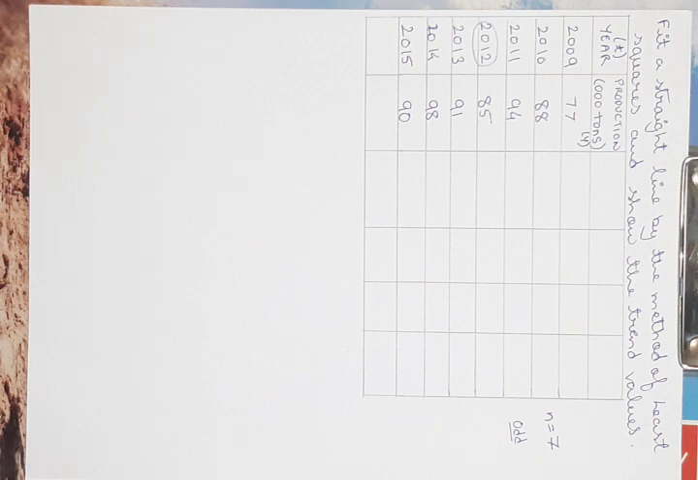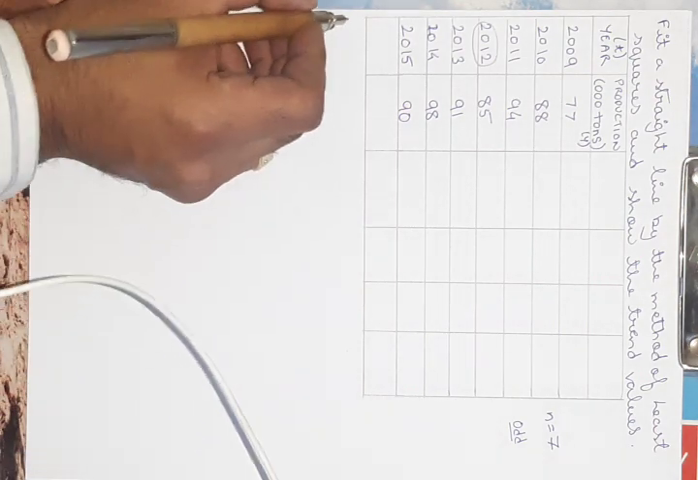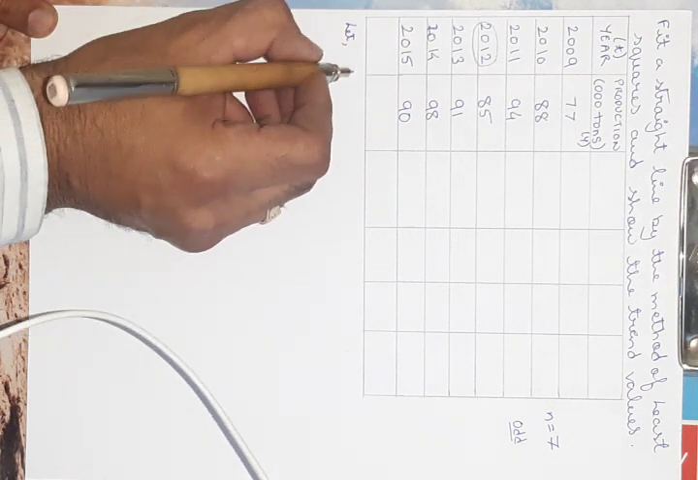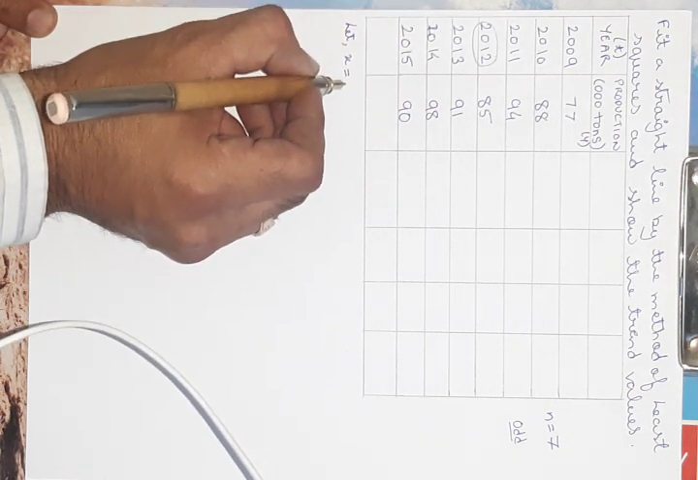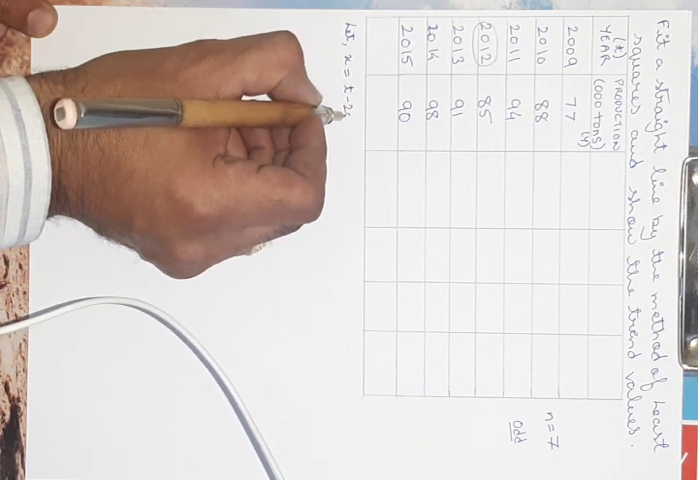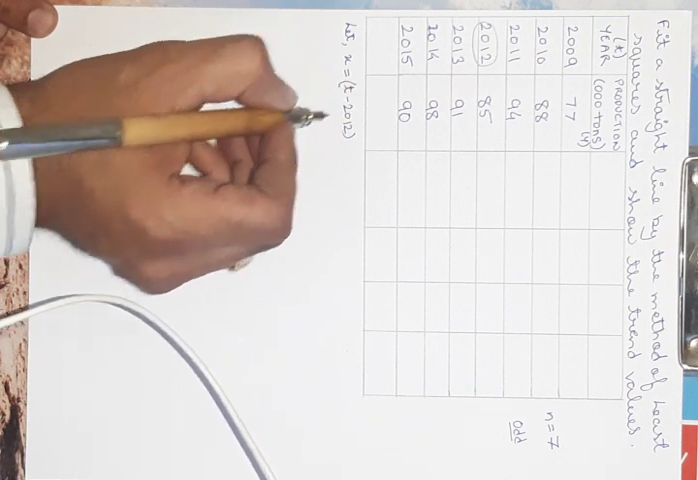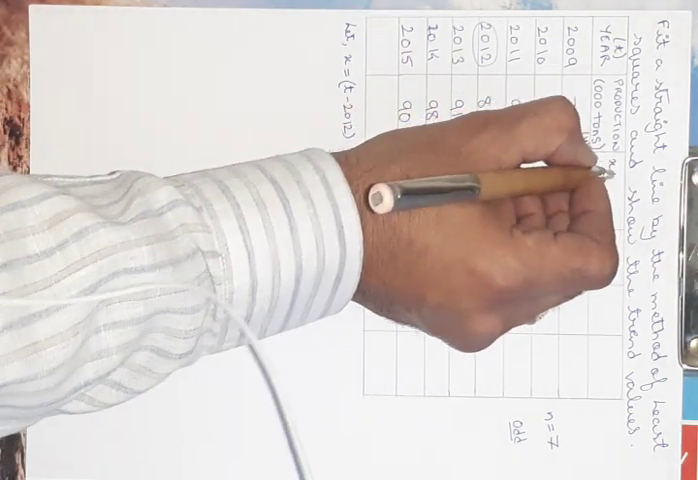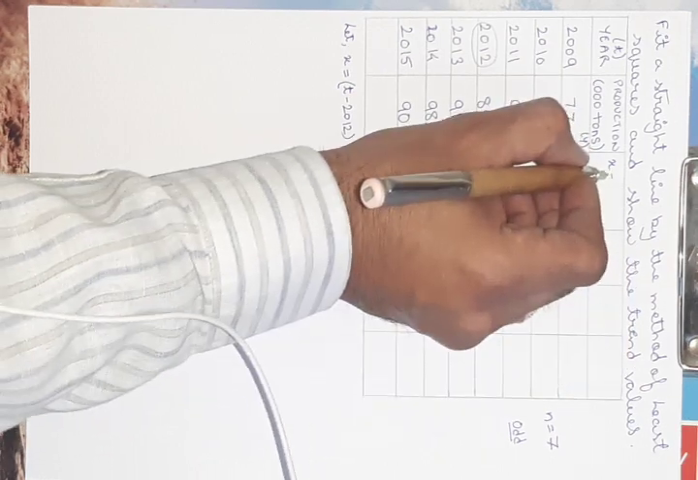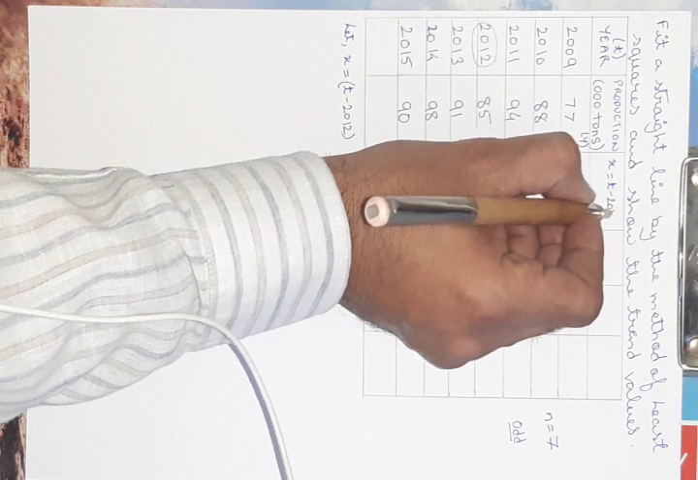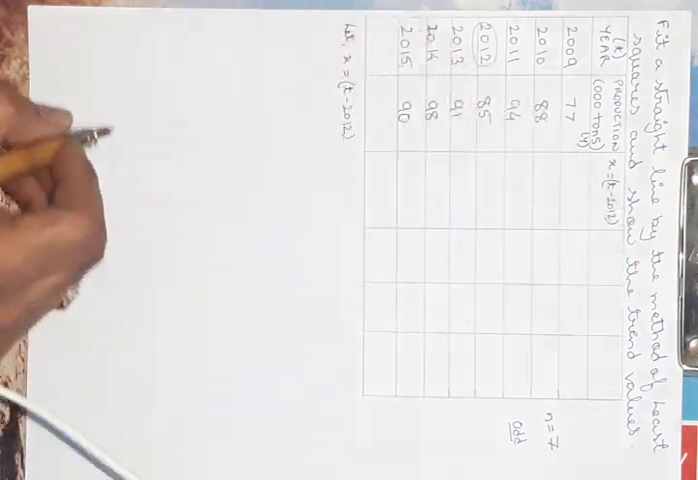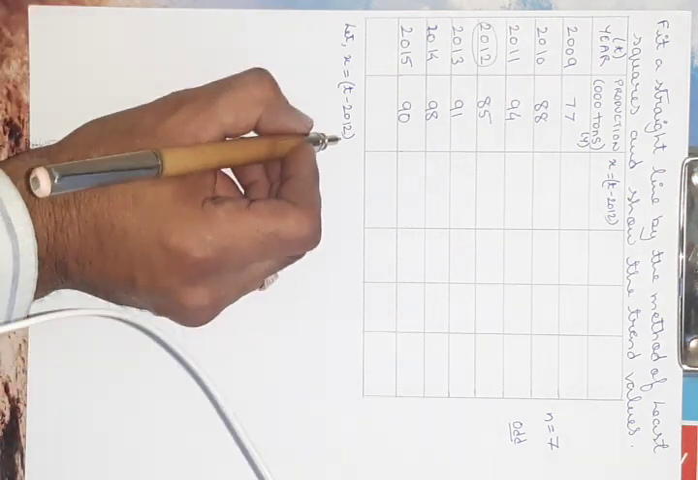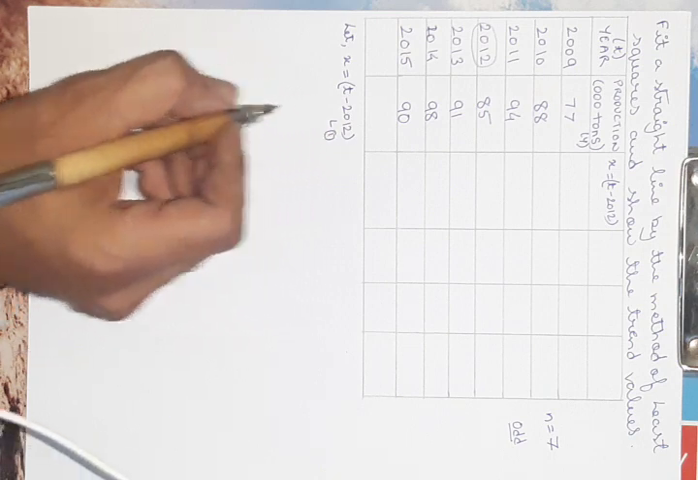Now how are we going to proceed? Let the straight line, we can assume that the value of x is equal to t minus 2012. So here friends, the third column will be x, which is nothing but t minus 2012, that is the middle of the years, 2012. Let us say this is equation number 1.